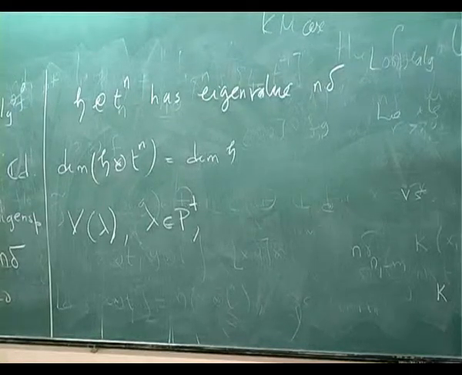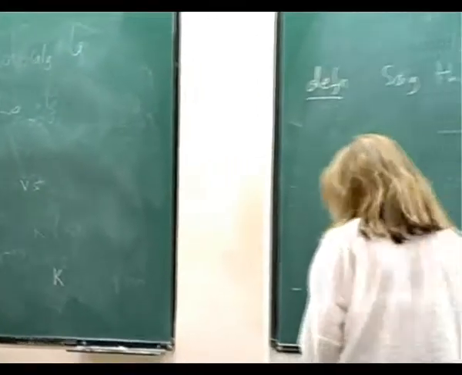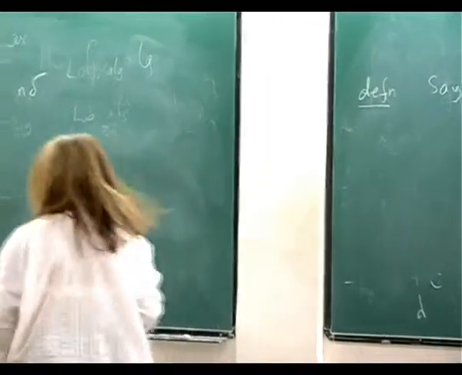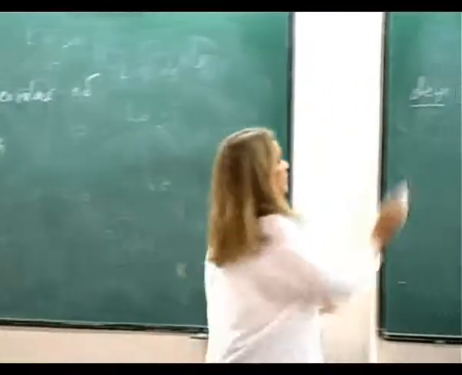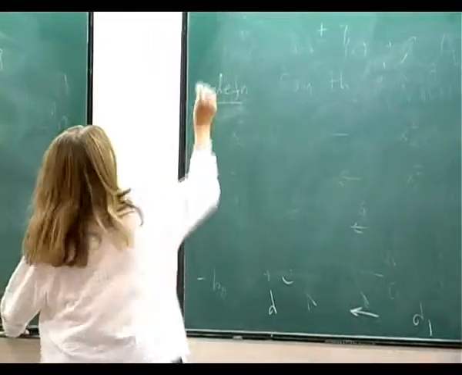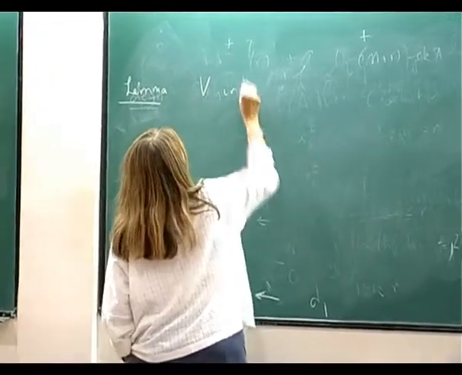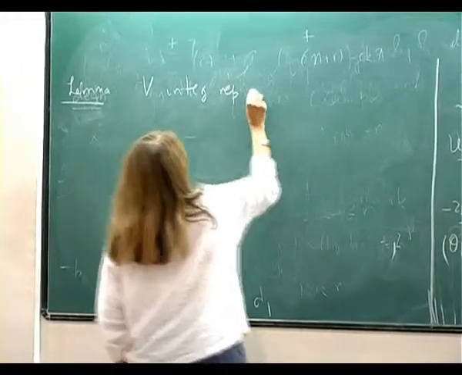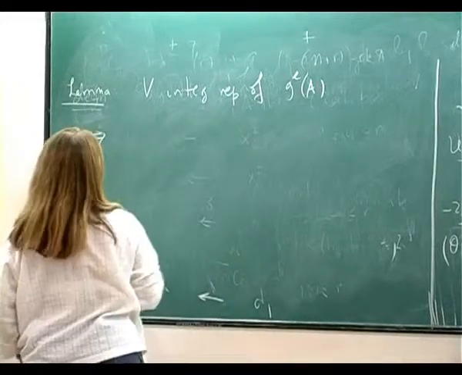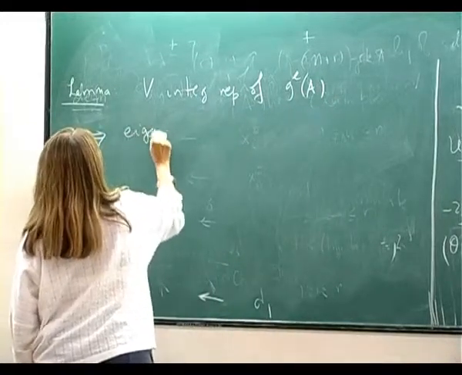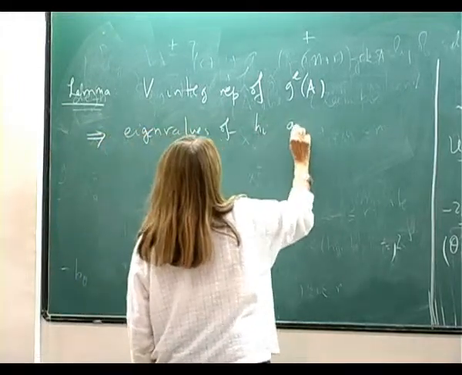We'll say that a representation... am I ready to make this definition? No, I'm not. So I need a lemma, which you know, but it's helpful to restate it again. Lemma: V is an integrable representation of GEA implies that the eigenvalues of the H_i are all integers.